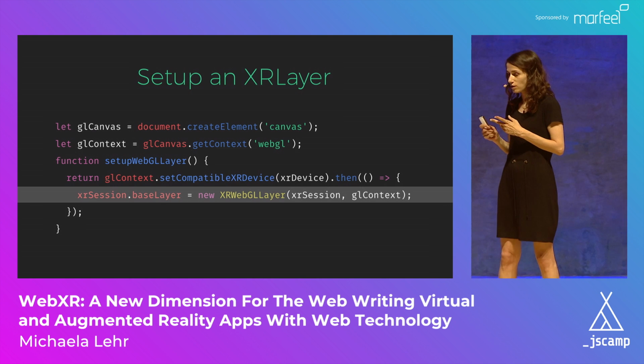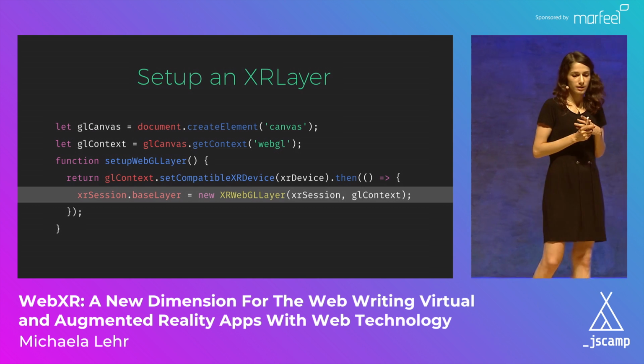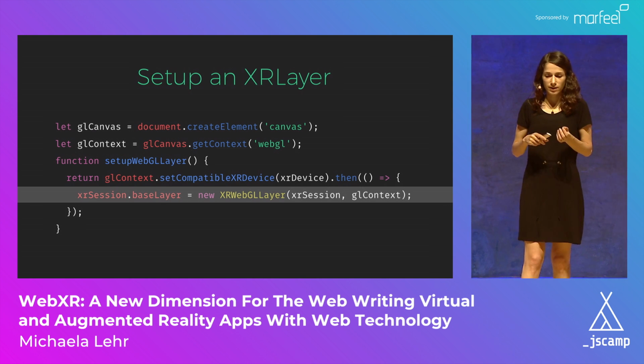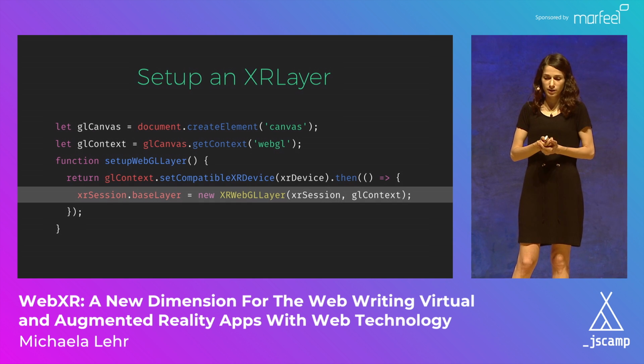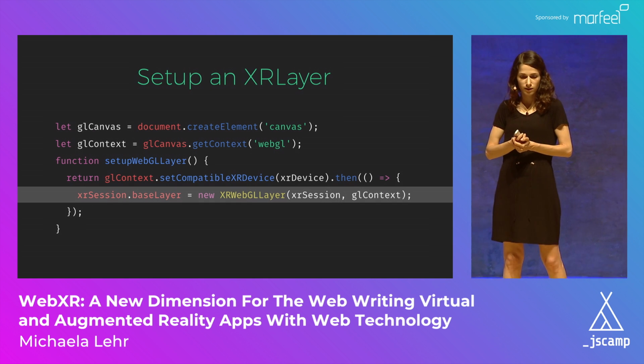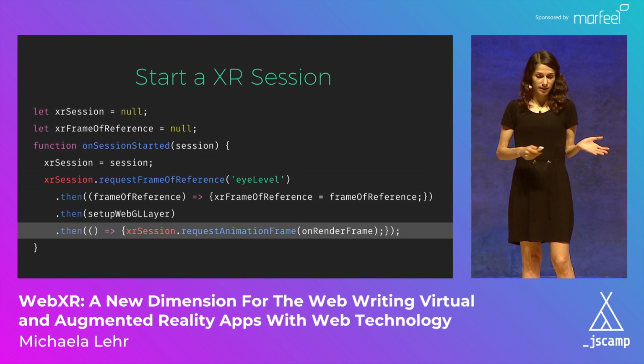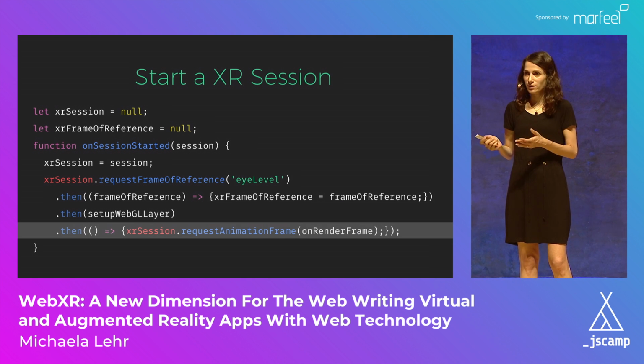And it also returns a promise, and when it gets resolved, we can create an XR WebGL layer with the XRSession updateRenderState layer method and the XRWebGLLayer method that takes the XR session and the WebGL context. And finally, then, we can start the render loop by using the XR session's requestAnimationFrame method.